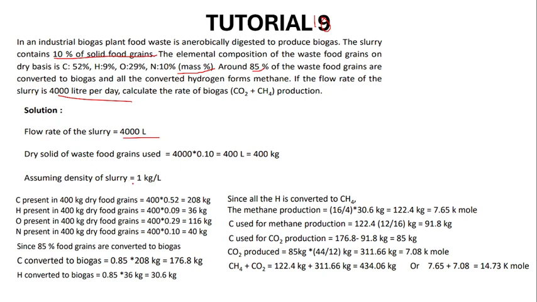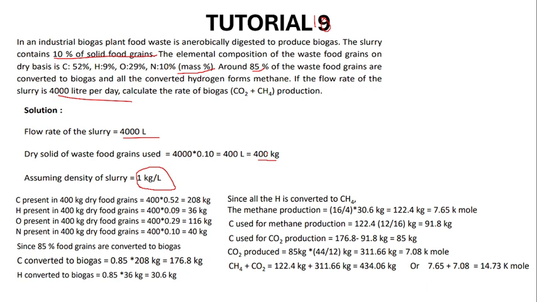Assuming that the density of slurry is 1 kg per liter, we can find the dry solid waste of food grain in kgs. 4000 liter is there and only 10% is food grain. So multiply 4000 into 0.1. So 400 liters. So assuming the density as 1 kg per liter, it is taken as 400 kg.